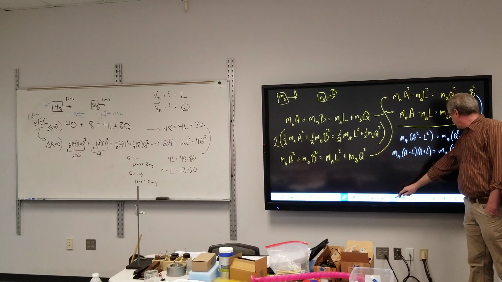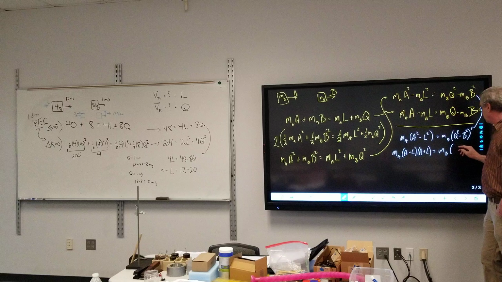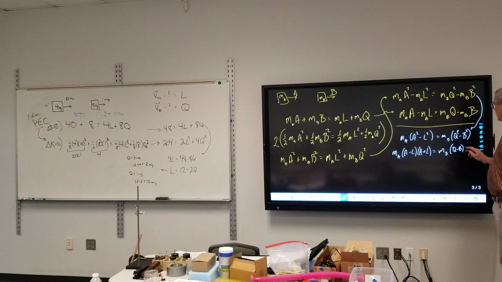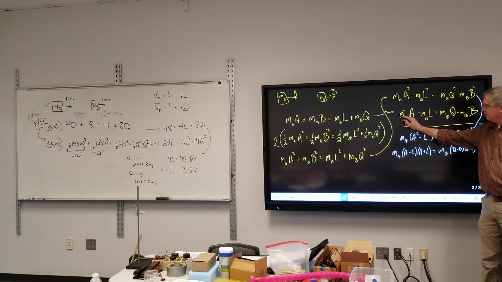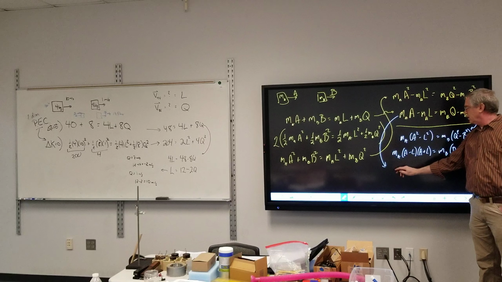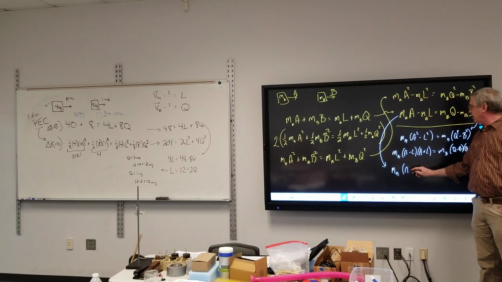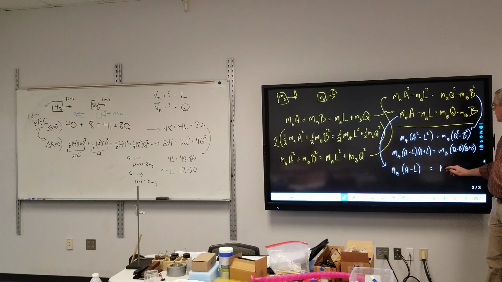Let's see if I can actually draw the letters that I'm saying. Q minus B, Q plus B. I'm going to factor the second equation now. Factor MA out, and I get A minus L is equal to MB Q minus B. Questions up to here?